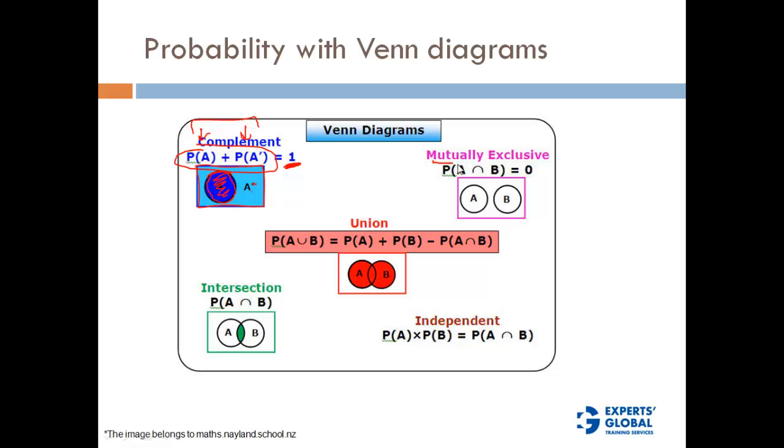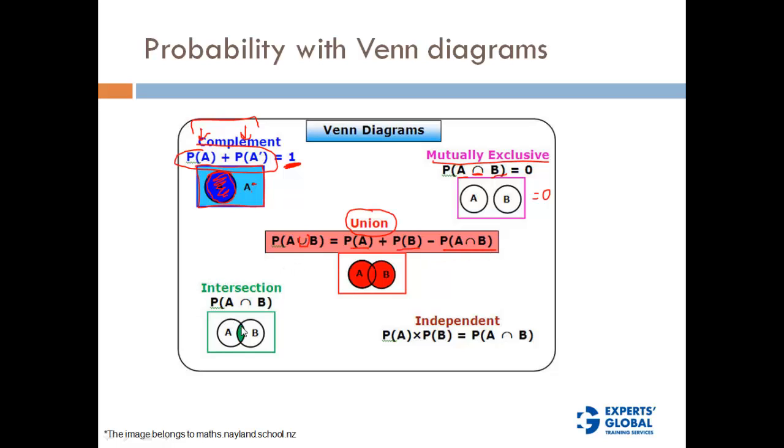Mutually exclusive: if these two events are mutually exclusive, they don't have anything in common, and the probability of A and B is going to be 0. Again, it is clear from the Venn diagram that you are selecting a point here which is in A also, which is in B also. There doesn't exist any point, so the probability is going to be 0. Probability of union, the probability of A union B. We have seen this in the last slide. It is the probability of A plus the probability of B minus the probability of A intersection B.